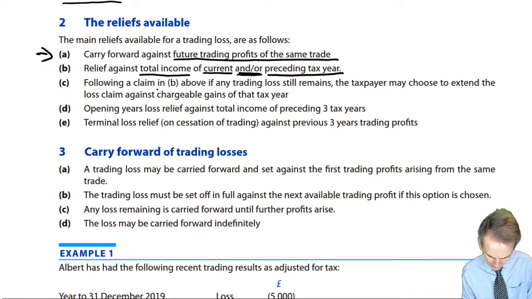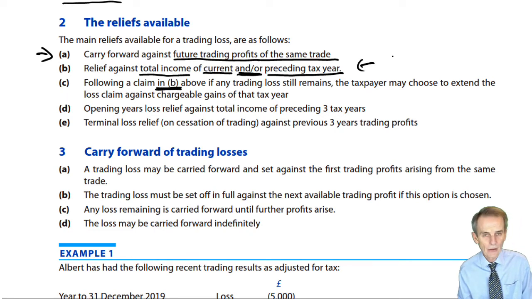But if you were to have made a claim in B, so against either the total income of the current tax year or the preceding tax year, if you've made that claim and there was still an amount of loss left over, then for that tax year, the one in which you have made that claim, and there is still loss left over, you can now change the nature of that loss. You've used a trading loss, which is in income tax, against income. But what you can now do is to extend that claim with the remaining loss figure and put it against something we don't know much about at the moment, but the capital gains of that tax year. You can effectively turn what was a trading loss into a capital loss.